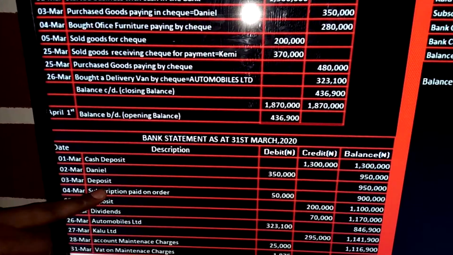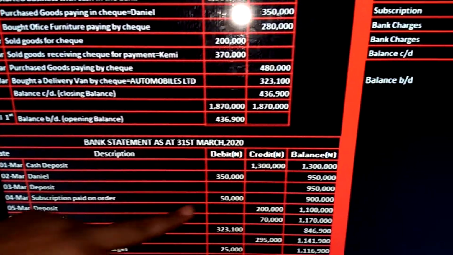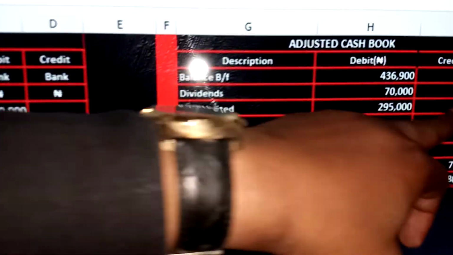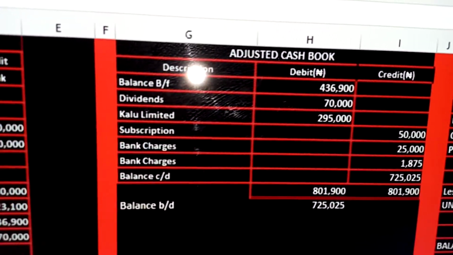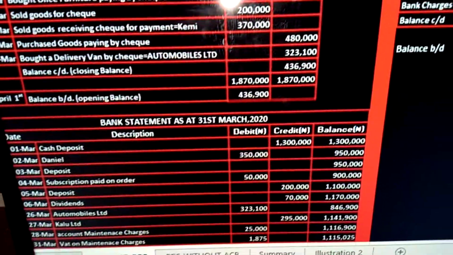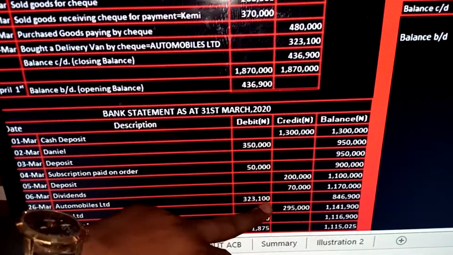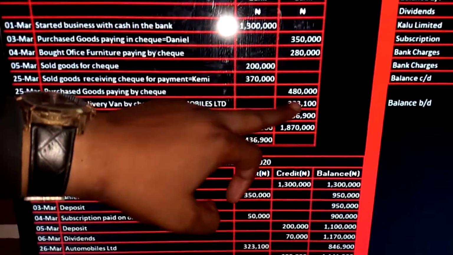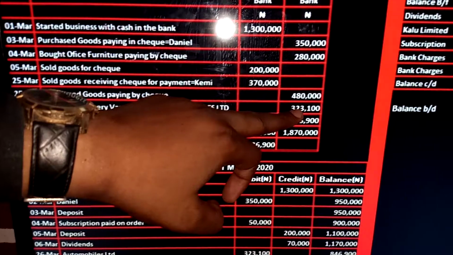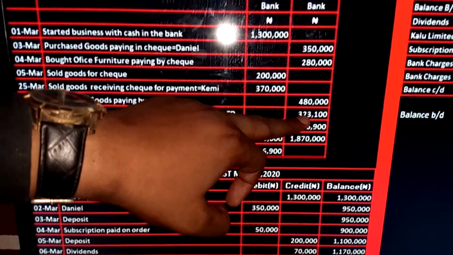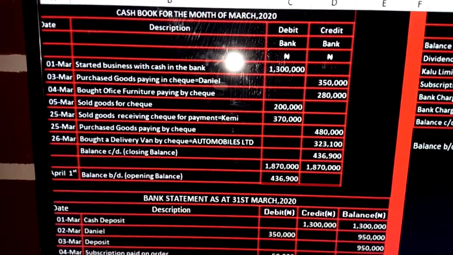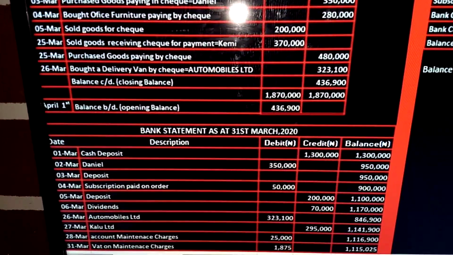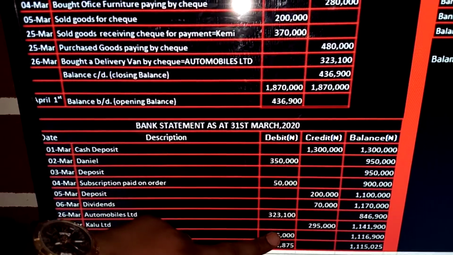What's the subscription? That's like a standing order. So we take it to the credit side. 50,000 subscription. The next one there says 323,100. Is it there in the cash book? Yes. Okay. Now that clears it. So the next one, 25,000.